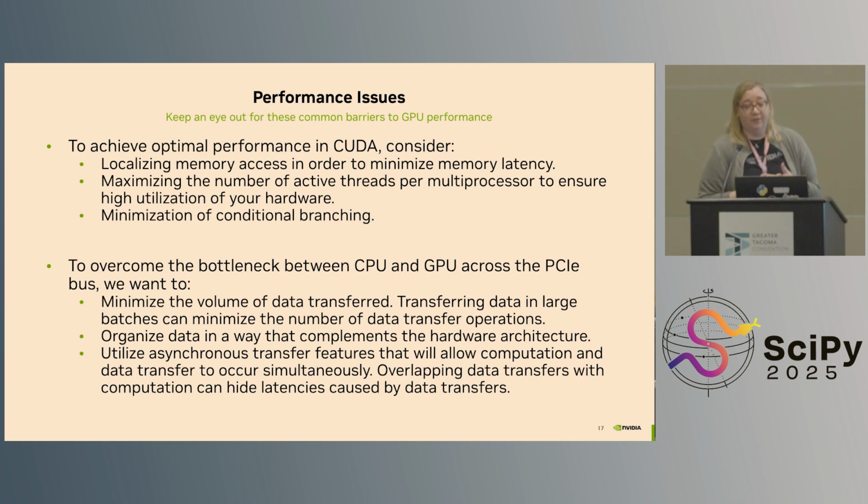Maximizing the number of active threads per multiprocessor to ensure high utilization of your hardware. It used to be that it was very easy to pick the number of active threads on your processor. It's a little bit harder now, especially with the new architectures that are coming out, but we're going to give you some rules of thumb in order to try and make that a little bit easier.